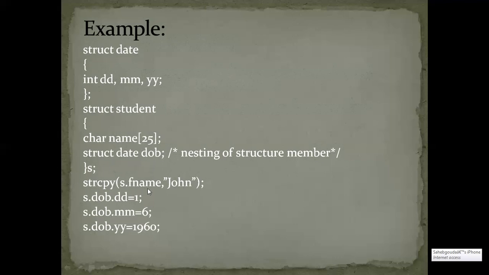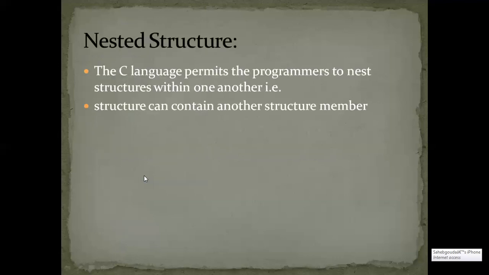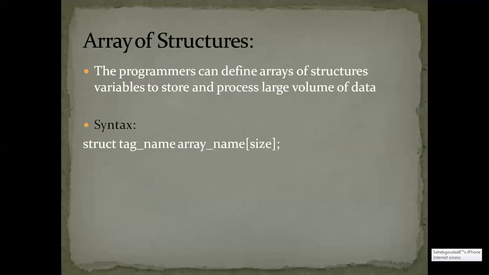So here I'm copying the name of the John. And date of birth, that is date 1, month 6 and year 1960. So what are these date of birth? Date of birth dot is there. So dot operator we have used for reading the information. So this is an example for the nested structure. Okay, array of structures.